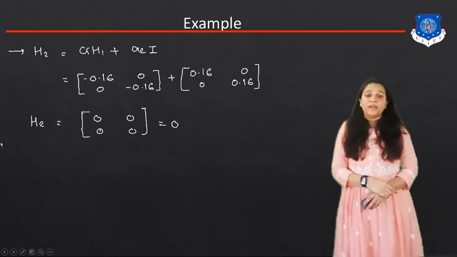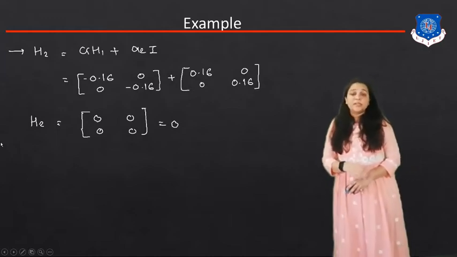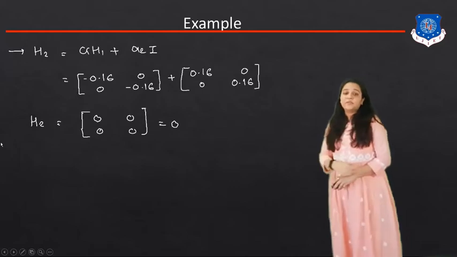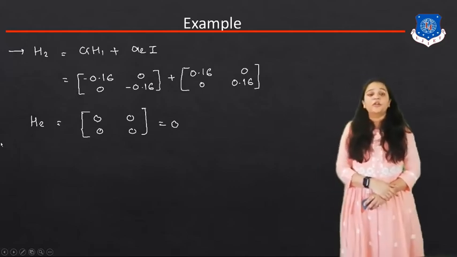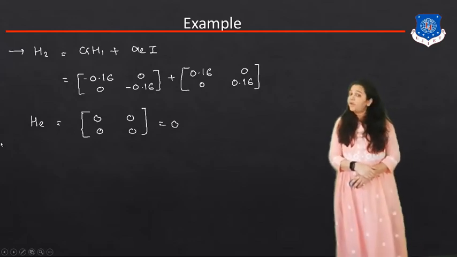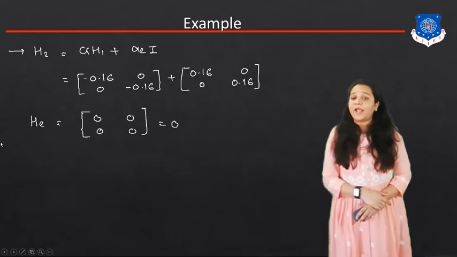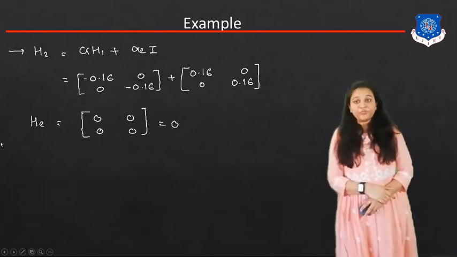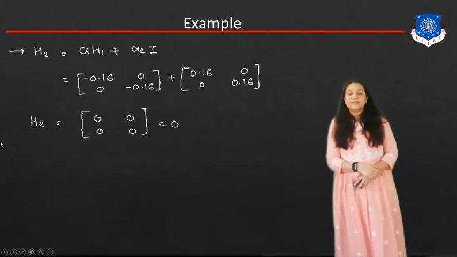So we can get 0.16, 0, 0, 0.16. Simply we have to add these two matrices. We can get 0, 0, 0, 0. So the answer of H2 is equal to 0. Okay. So next, we don't have to find the value of A3 because we can get H2 is equal to 0. Now we have to prepare the equation of adjoint of ZI minus G.